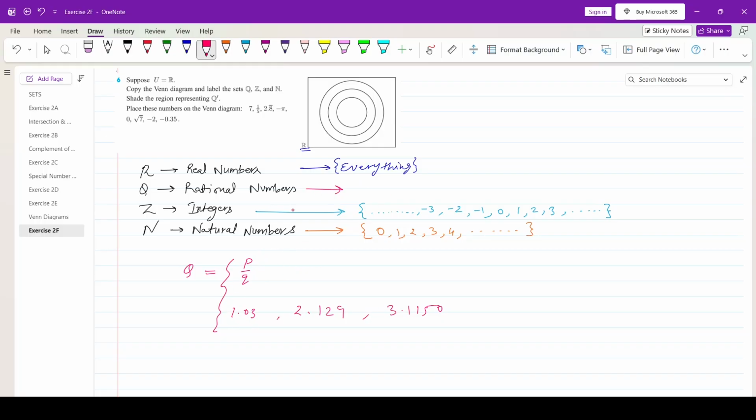Therefore, under R we have Q. So this bigger circle is Q. And in this Q, we know N is a subset of Z. Therefore, this is N and it is a subset of Z. Z is a subset of Q and Q is a subset of R. Now the question says, copy the Venn diagram and label the sets Q, Z and N. So we have labeled Q, Z and N. Shade the region representing Q prime, that will be not Q. So Q prime will be this area.